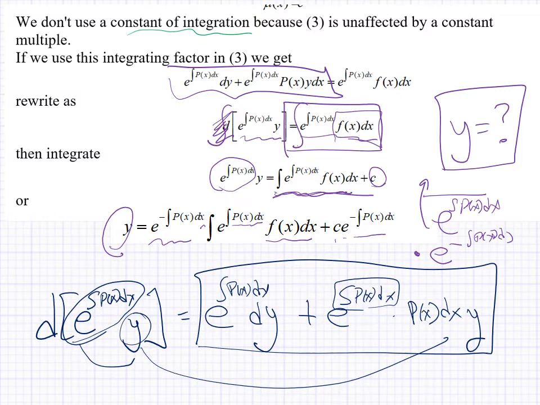The idea is, and this is something I think a lot of people mess up that you need to be aware of, that both of these pieces across the addition are divided by this, or in this case multiplied by e to the negative integral of p of x dx.